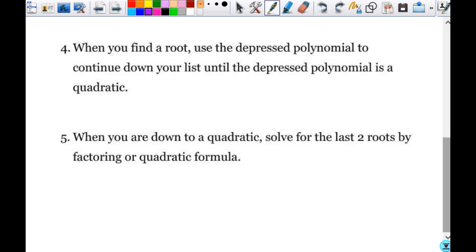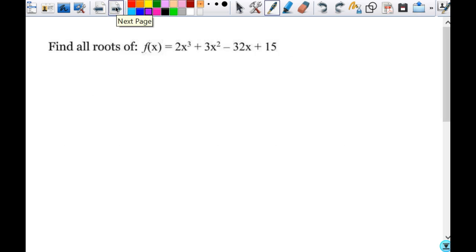So you just open it up, and on the left-hand side, write this at the top. Okay, we're going to find all the roots of f of x equals 2x cubed plus 3x squared minus 32x plus 15. And we're going to just use this whole page because some of them are going to take a lot more room than others, depending on how many solutions you could possibly have.